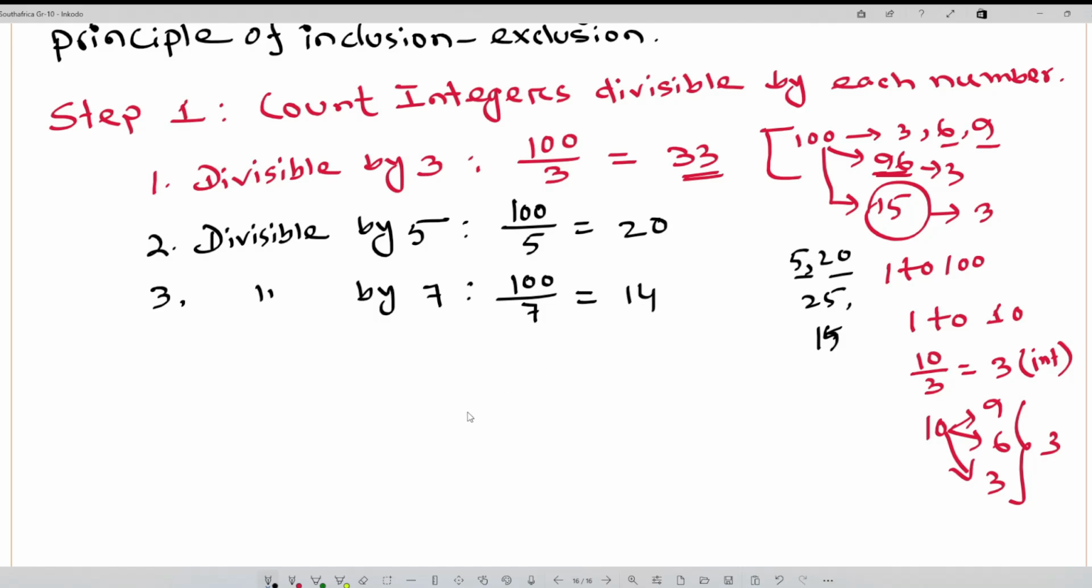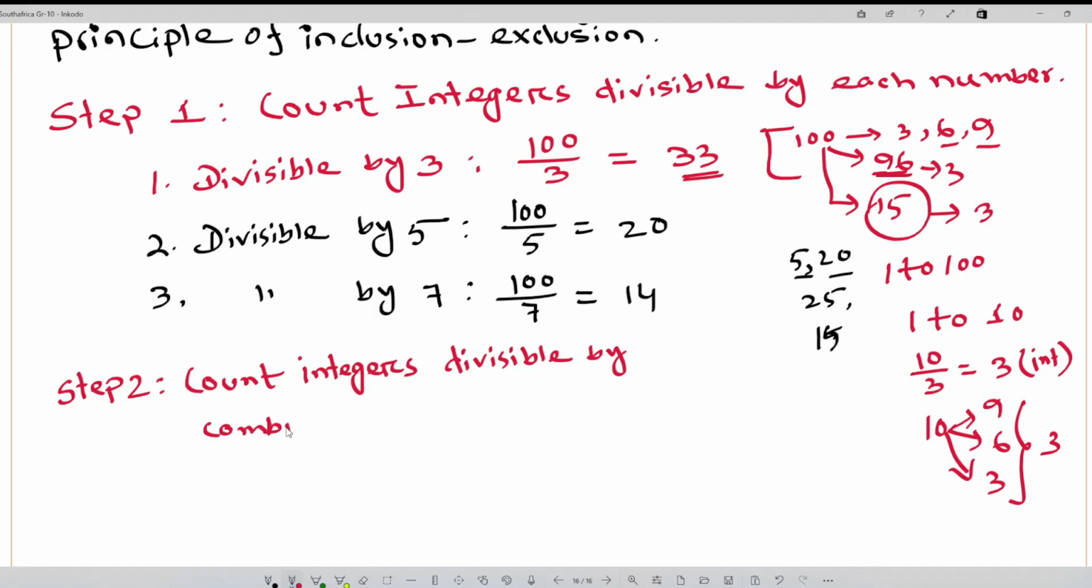And step 2. Count integers divisible by combinations of two numbers.